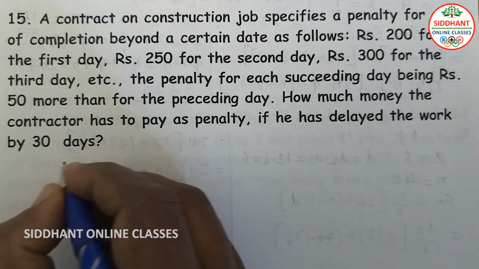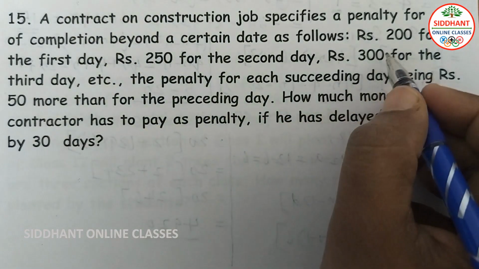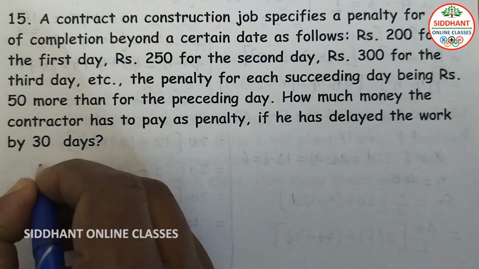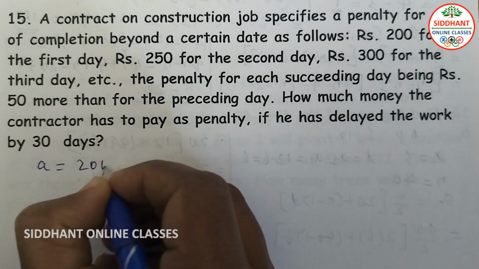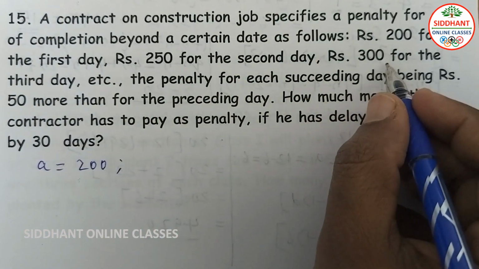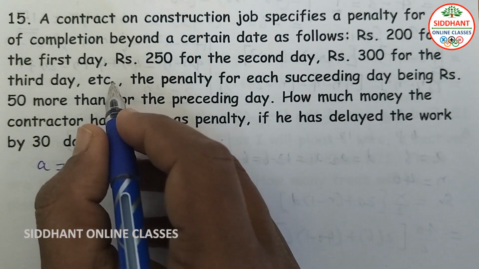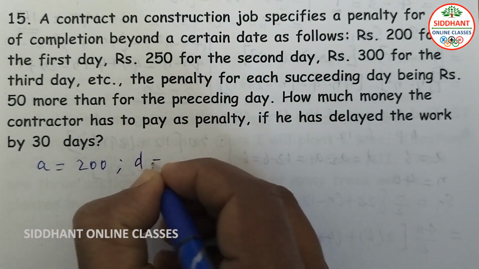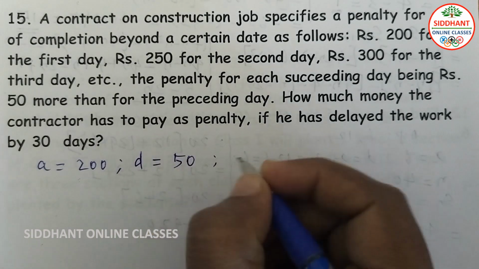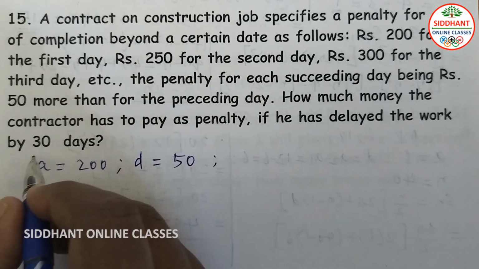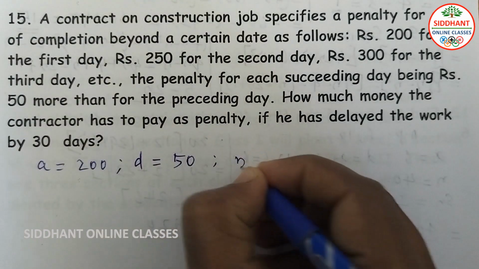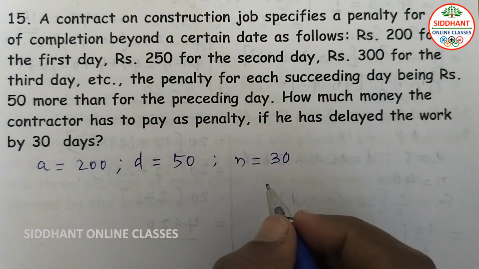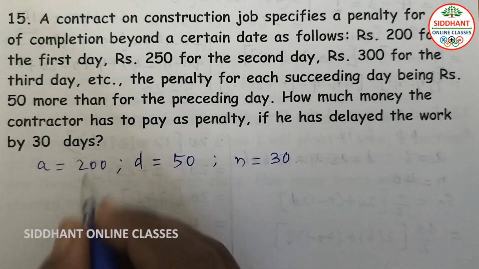So the information given here: a contractor who started the work, and first day the fine is 200, that means the a value is 200. Second day 250, third day 300, and each day it is increased by 50, that means 50 more than the preceding, that means d is rupees 50. And we are going to find out the sum for total 30 days. That means n is 30 days. So now we are going to find the sum of 30 days.